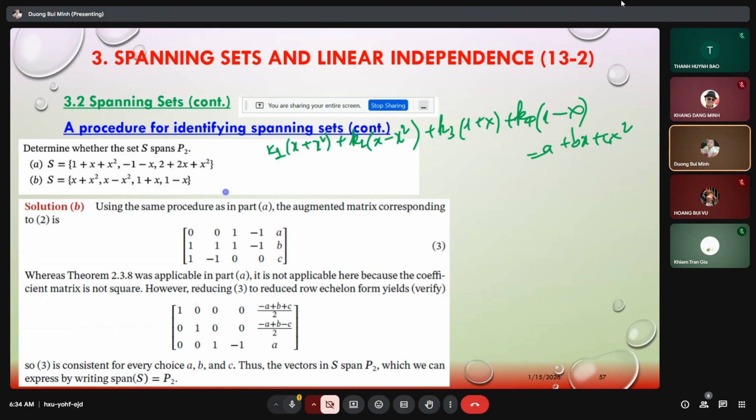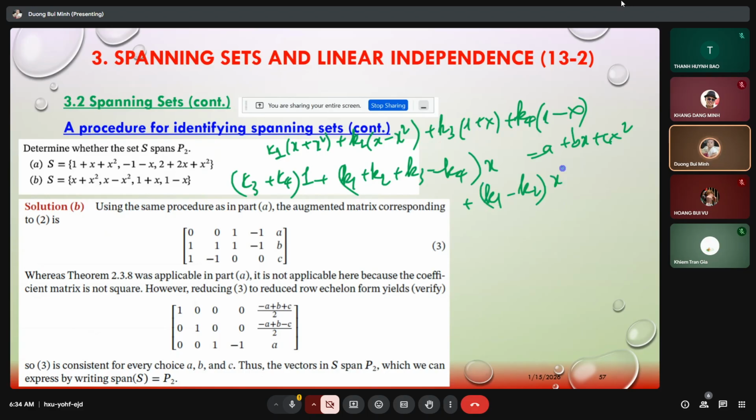Okay, yeah. So we have K3 plus K4 times 1, right? And then we have K1 plus K2 plus K3 minus K4 times X. And then plus K1 minus K2 times X squared equal to here, right? And then you can get coefficients. Sorry, we can get the augmented matrix.